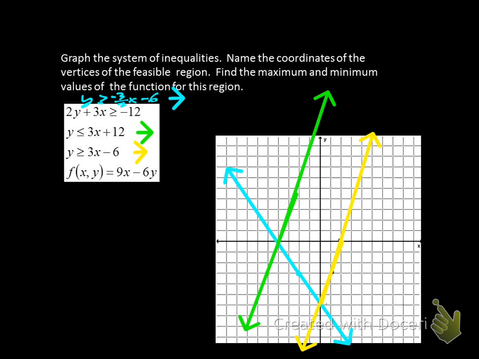Okay. Those are your lines graphed. Now, your vertices, where those lines intersect, are negative 4, 0, and 0, negative 6.